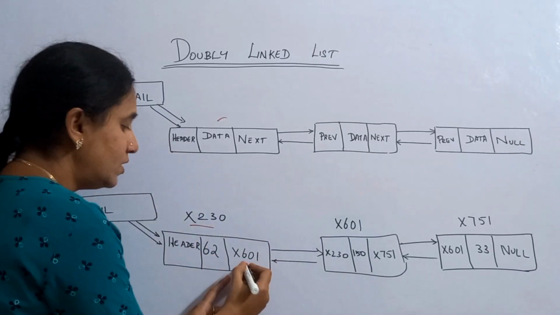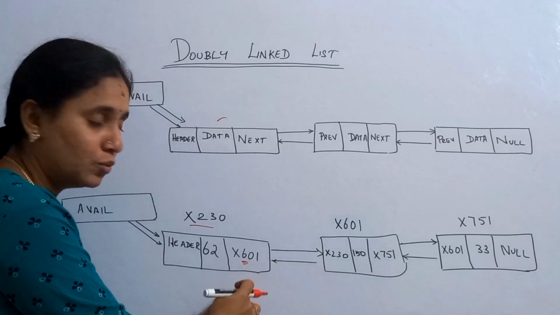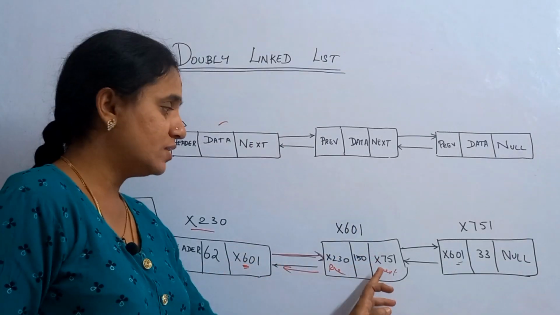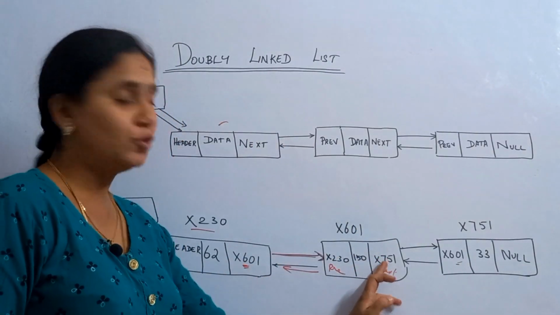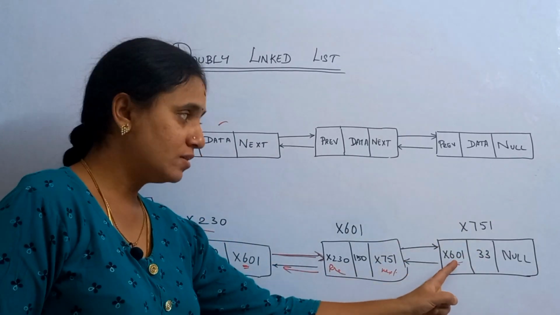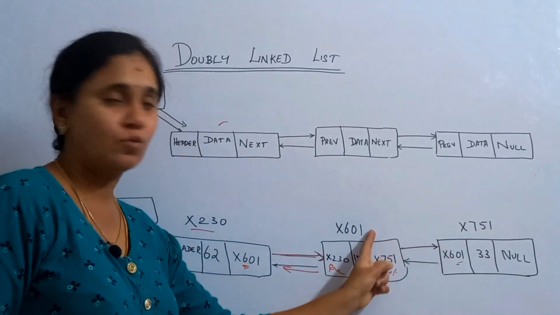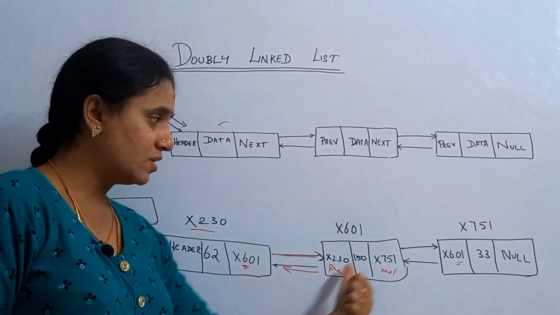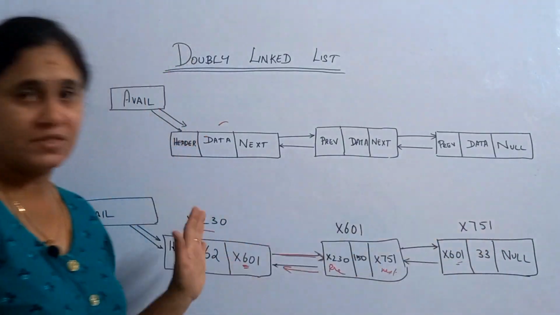Now what is this node? This tells you the address of the next node. This x751 is going to point to the address of the next node. This x601 is going to tell you the address of my previous node. So this is my previous address and next address. This is the representation.